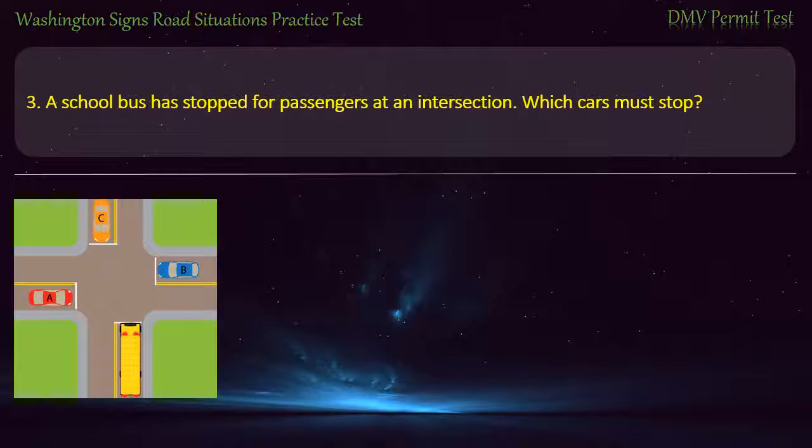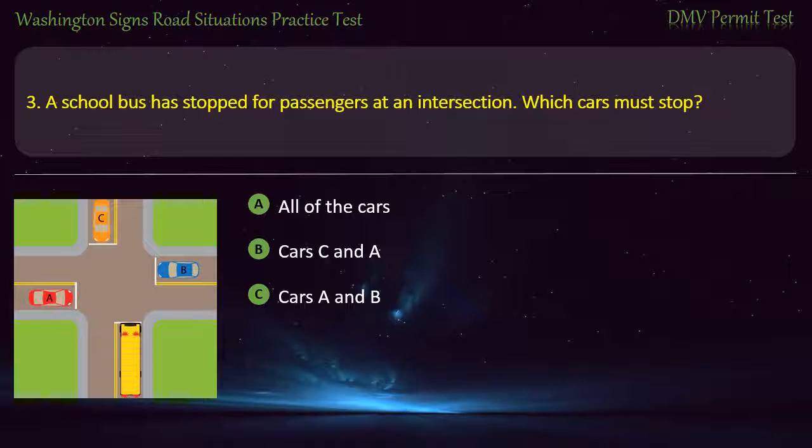Question 3. A school bus has stopped for passengers at an intersection. Which cars must stop? All of the cars. Cars C and A. Cars A and B. Car C. Answer. All of the cars.